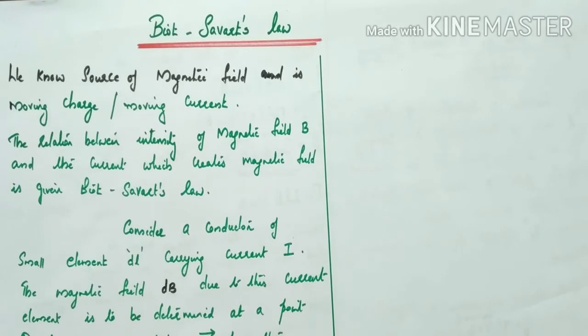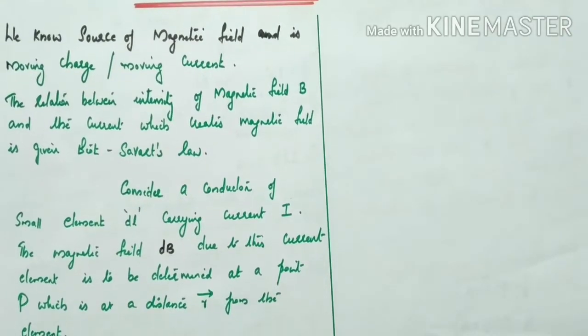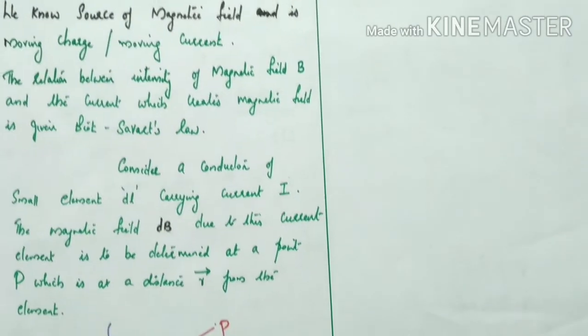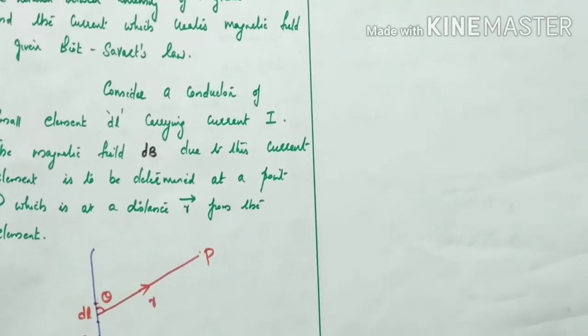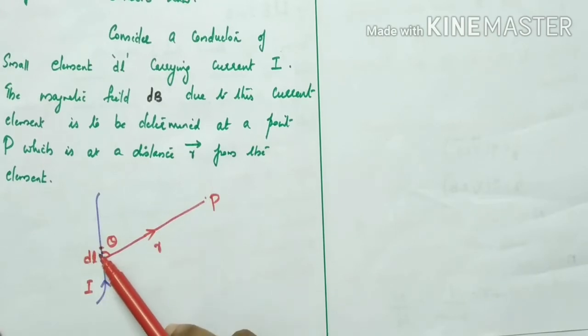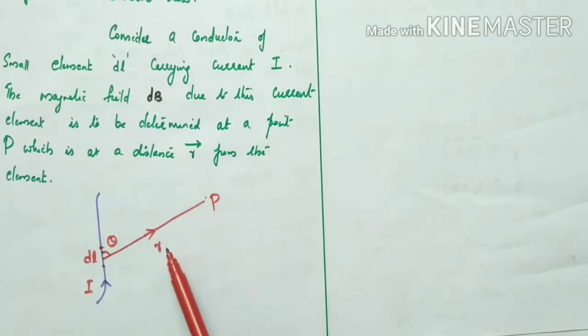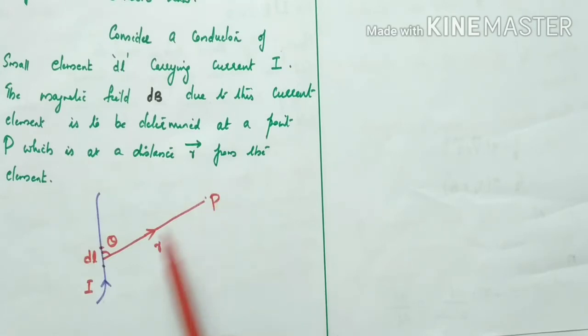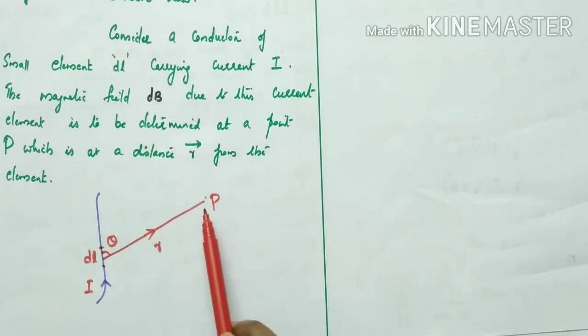For this, consider a conductor carrying current I, and in order to find the magnetic field at the point P, we have to assume a small current element, that means a small length dl carrying current. This current element dl is at a distance r from the point P, where we have to determine the magnetic field, and theta is the angle between the current element and the distance. So this is the assumption.